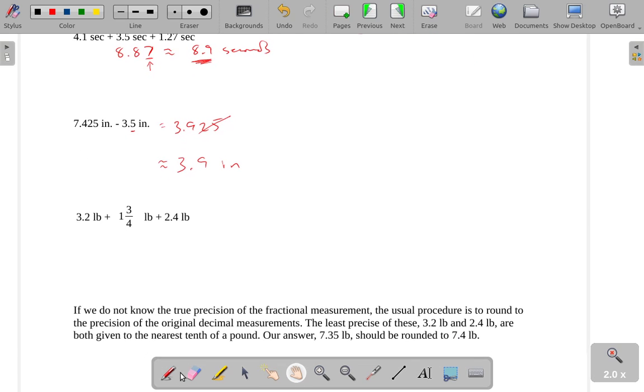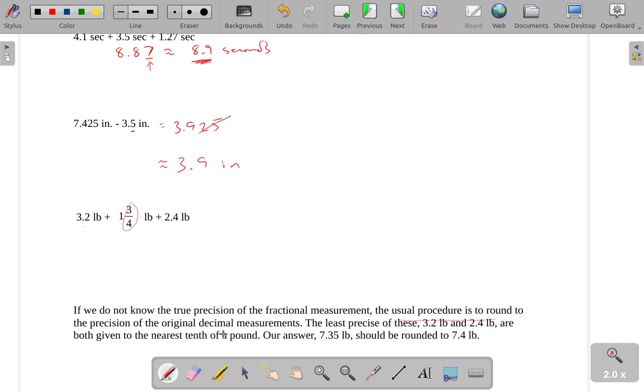On this next example, you can see we have 1/10 of a pound here, 3/4 of a pound here, and 1/10 of a pound here. We're going to more or less ignore the fact that the 3/4 of a pound is actually a less accurate measurement than the 1/10 of a pound, because this is going down to quarters.